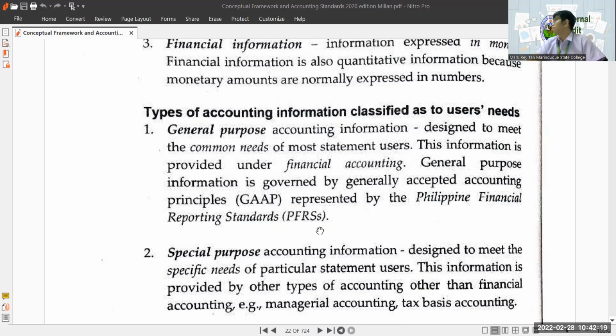Okay, class. Sorry for the interruption. Ayan na. So right now, I'm in my office dito sa audit. Okay, proceed tayo.